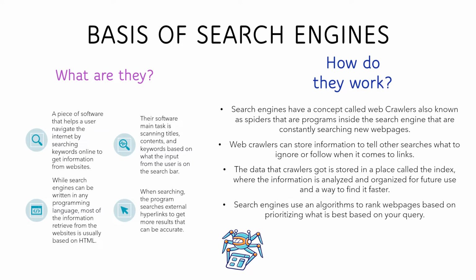And how do they work? Search engines have a concept called web crawlers, also known as spiders. They are programs inside the search engine that are constantly searching for new web pages. Web crawlers can store information to tell other searchers what to ignore or follow when it comes to links. The data that crawlers get is stored in a place called the index, where the information is analyzed and organized for future use and a way to find it faster. Search engines use algorithms to rank web pages, prioritizing what is the best based on a query.